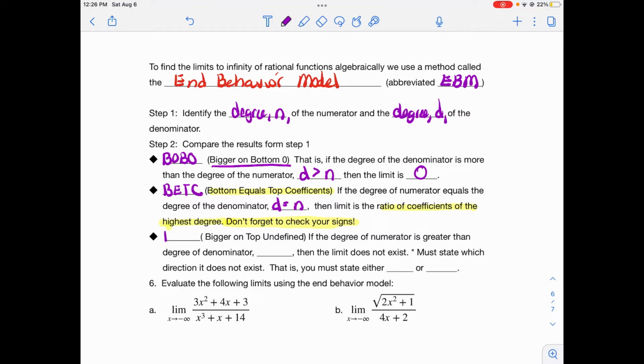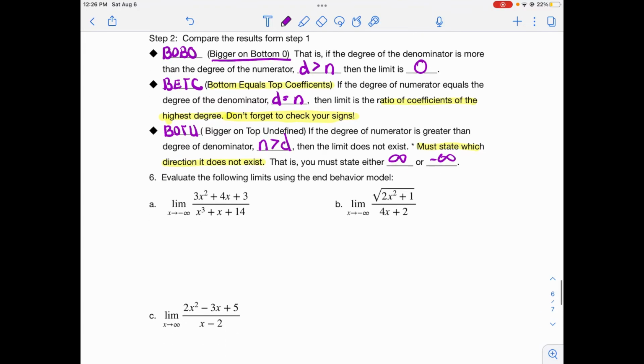The last possibility is bigger on top, undefined, BOTU. If the degree of the numerator is greater than the degree of the denominator, so n is greater than d, the limit does not exist. But just like in the last problem, you can't just stop with does not exist. You must state which direction it does not exist in. You have to figure out if it's going to infinity or negative infinity, and you do that by substituting like I just did. So those are our 3 possibilities.